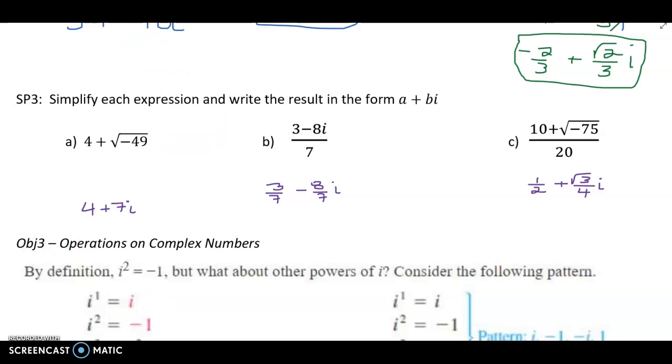This is part 2, continuing with complex numbers. I did put the solutions to SP3 here on simplifying each expression, working with negatives under a radical, and then working on separating out the denominator and simplifying to write it as what's called a complex number.